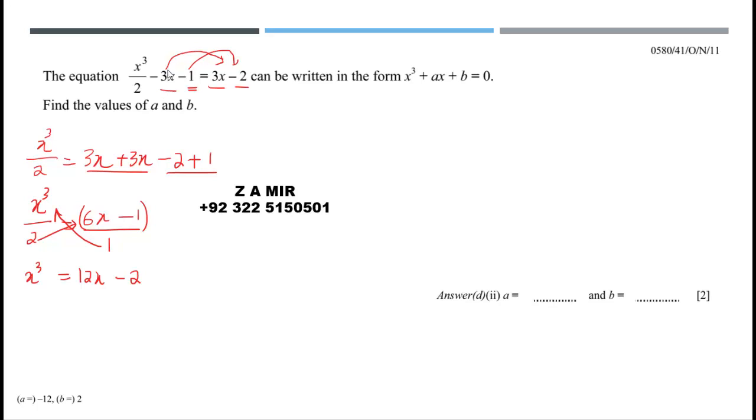So let's bring all of them on one side. X cube plus 12x, minus 12x, because it is positive here. It will become negative on the other side. So it is plus 2. It is 2 equal to 0. Now let's compare this x cube minus 12x plus 2 equal to 0. Here ax, here a, it is minus 12, and b is plus 2.